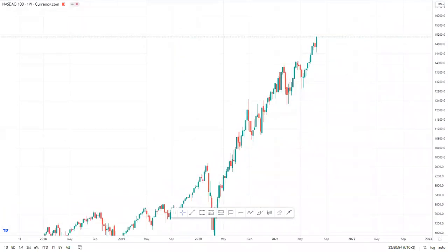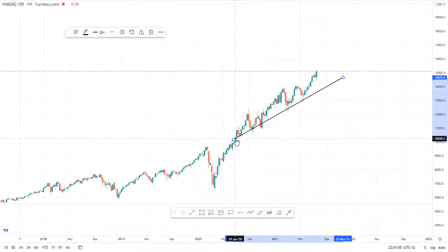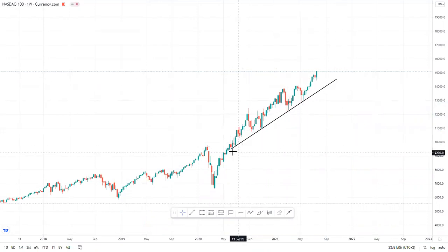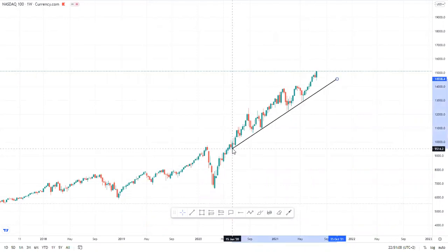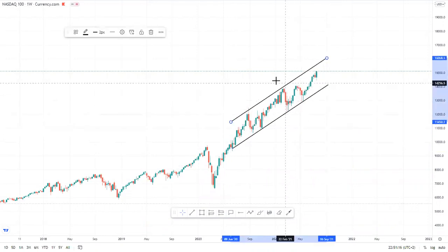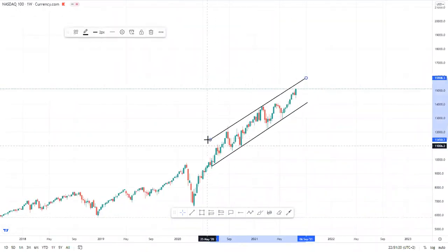Okay, so obviously I like to start on my weekly chart, identify the known areas of U10. We know that the market likes to reverse at these known levels of U10. The market basically likes to reverse at the same price point.